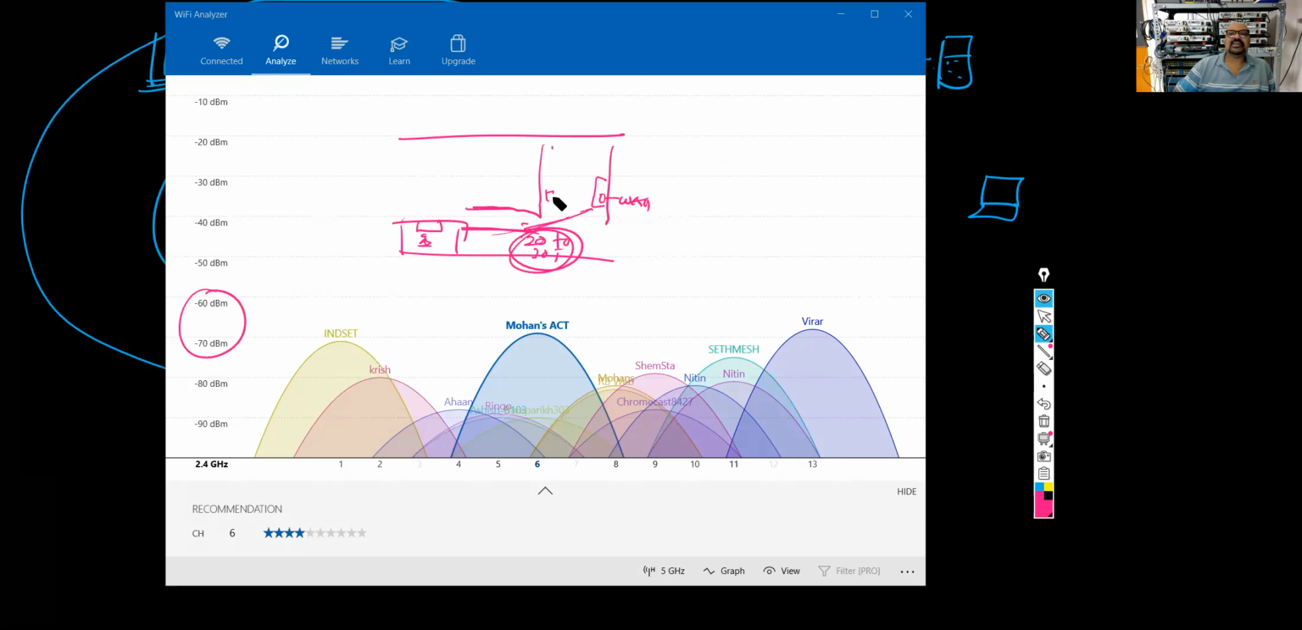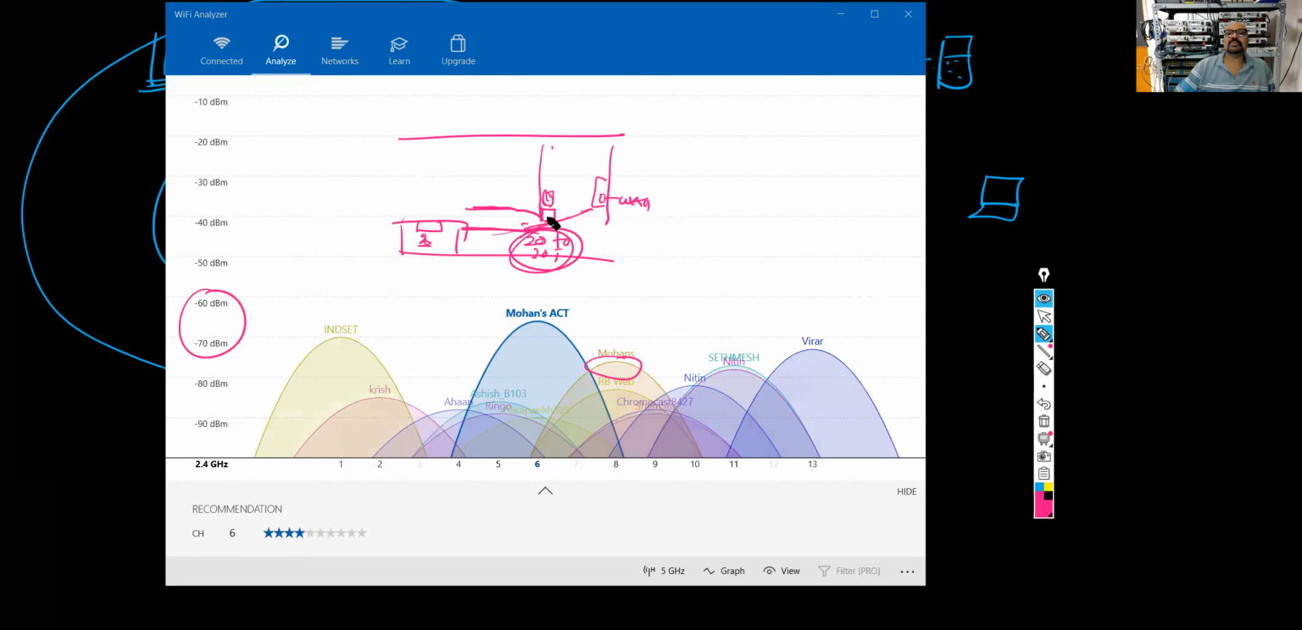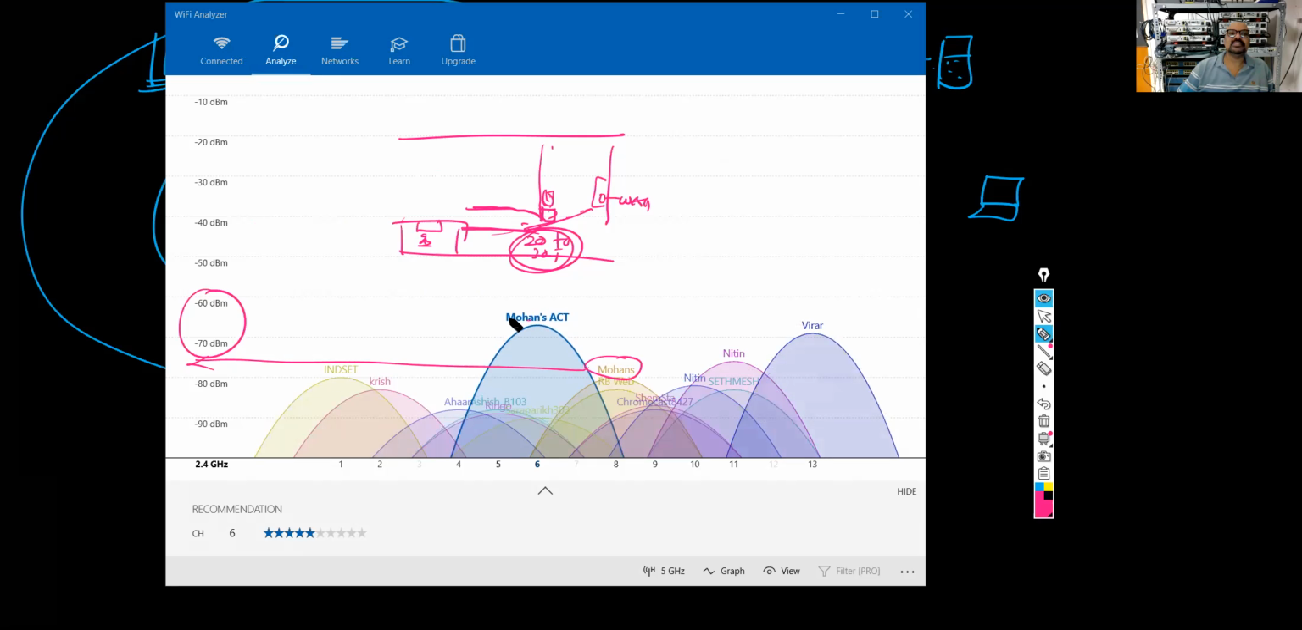See, somewhere here, there is another wireless access point, that is Mohan. That is actually close, but there is a wooden cabinet which is blocking it here. Because of that, say this Mohan is somewhere here. This is somewhere here. And all these things are 2.4 gigahertz.